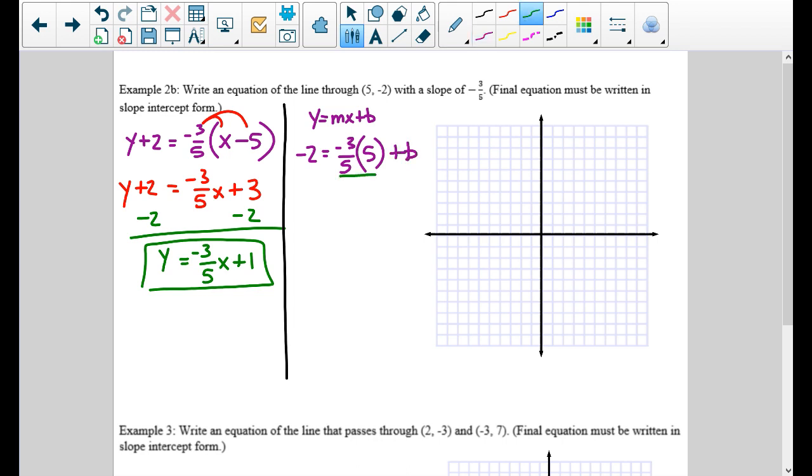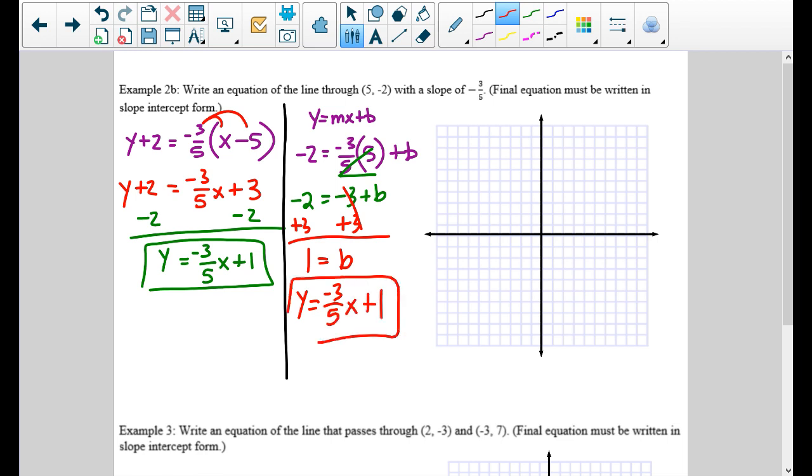Again, when I multiply this, the 5's cancel. It leaves me with a -3 plus b. Add 3 to both sides. So 1 equals my b value. Plug that back in with my slope. Y equals -3/5 x plus 1. And again, you can see the equation's the same.